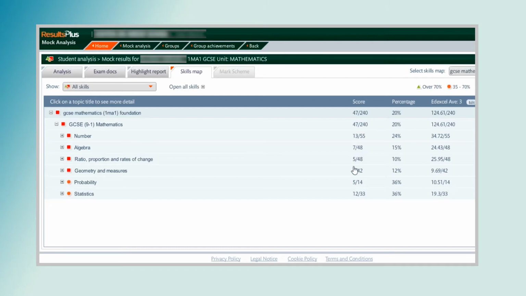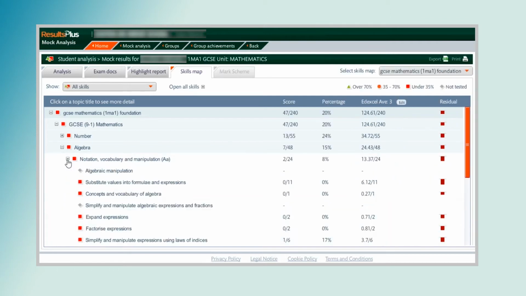Their geometry and measures, 12%, although they got that congruency question right, but their probability is quite good. 36% in their statistics. And we can drill down even more into that algebra and say, well, what type of algebra? So you can really start drilling. This wasn't assessed, so this one hasn't got anything now. There's nothing in that particular paper.